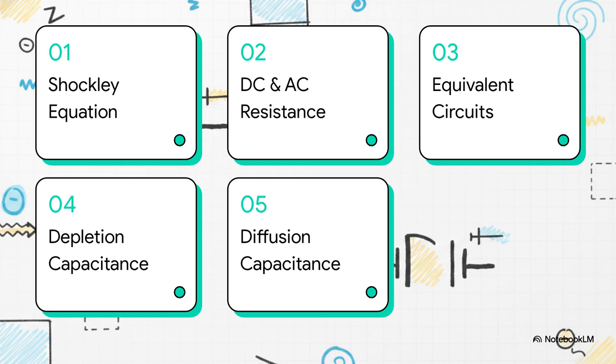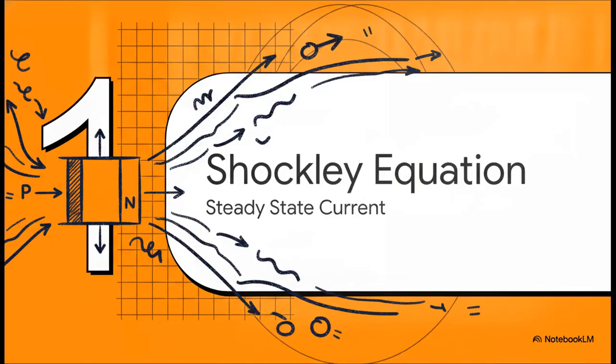Here is our roadmap for the Explainer. We'll hit the Shockley diode equation, look at DC and AC resistance, check out equivalent circuit models, and finally, break down depletion and diffusion capacitance. Section 1. The Shockley diode equation. Because before we can look at the quirks, we really need to understand the baseline steady-state current.